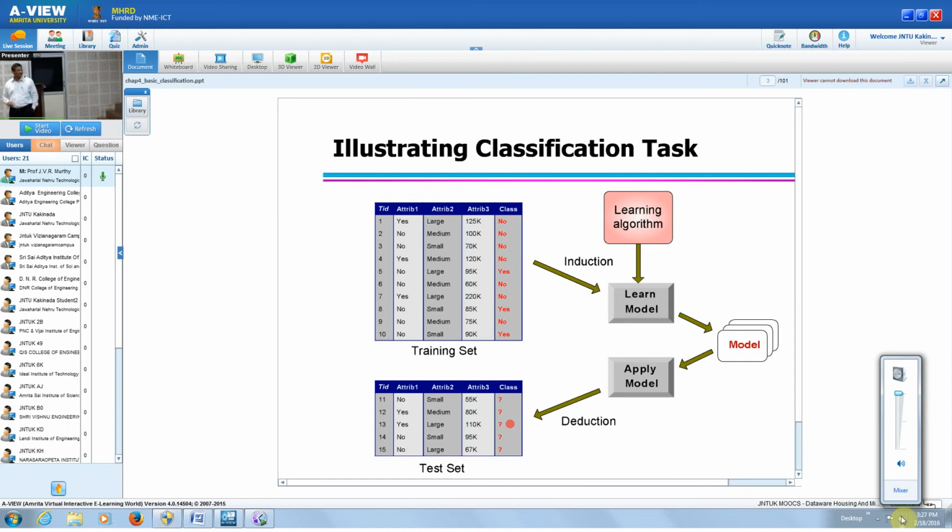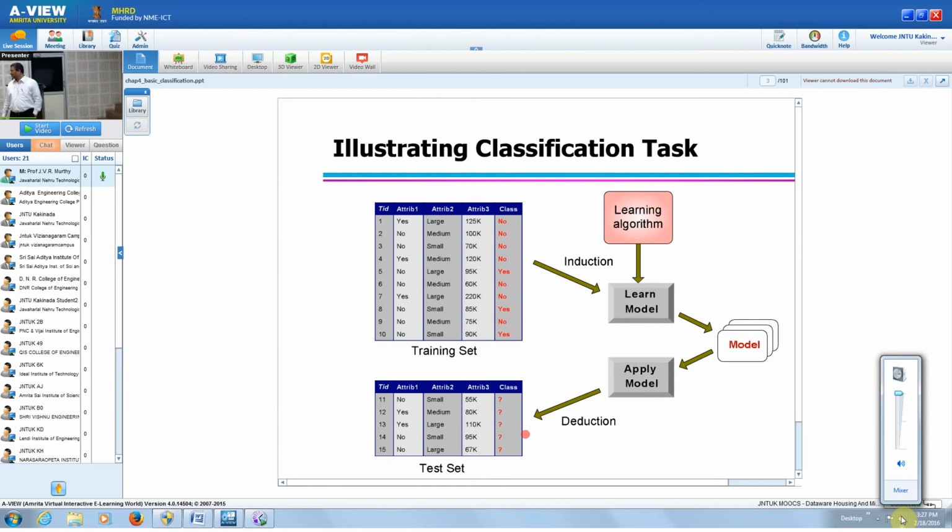Tell me the training set and test set. So how is this being done? This is the induction part. You will be learning the model. This is the learning algorithm. The training data is the input to the learning algorithm, and the learning model is prepared here. Then the model is applied, and you deduce the results. That is the class.